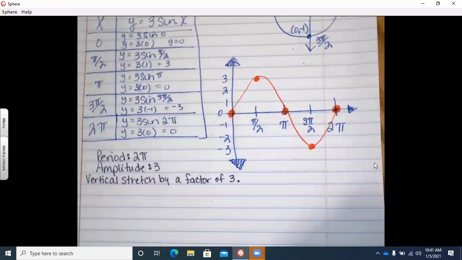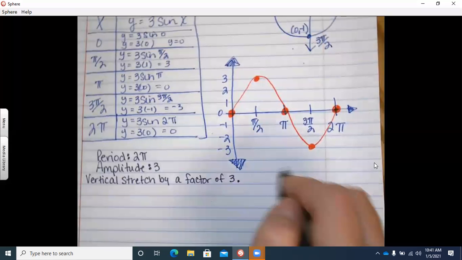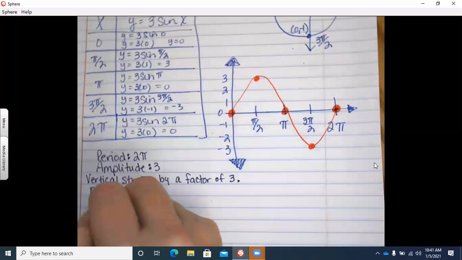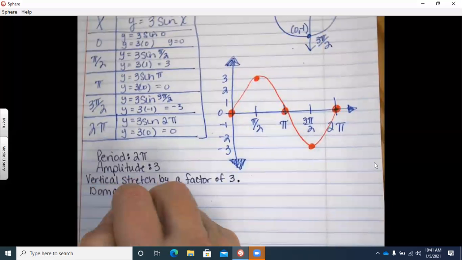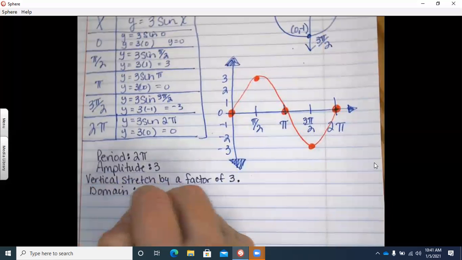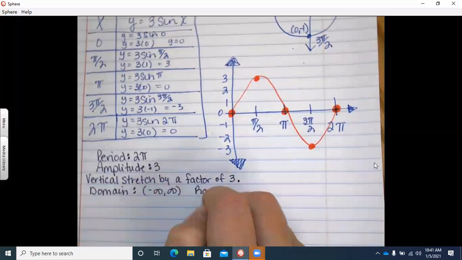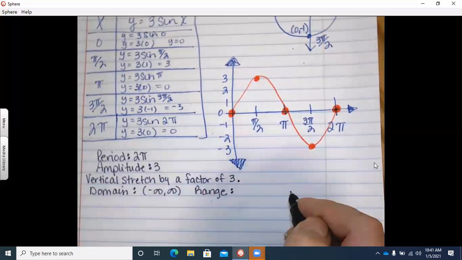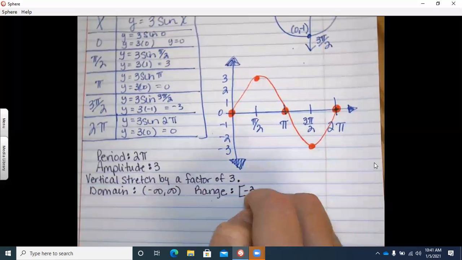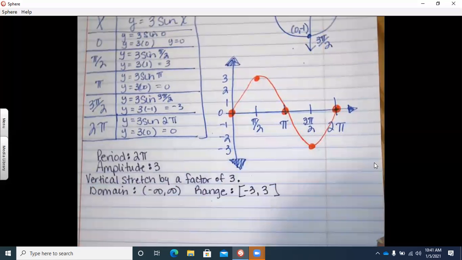What is the domain? What's the range? -3 to +3. And do I include -3 and +3? Yes. I'm not forgetting anything. I don't think so.